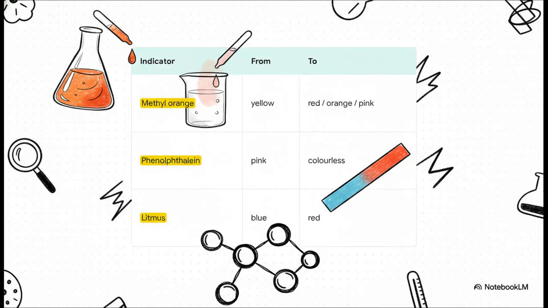And this is a perfect example of how the mark scheme often gives you choices. You could have gone with methyl orange, saying it goes from yellow to red, or maybe phenolphthalein, going from pink to colorless. Even litmus would have worked. The point is, any one of these complete pairs would have bagged you the full 2 marks.